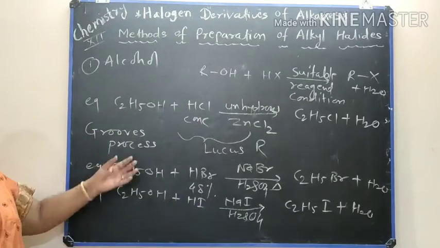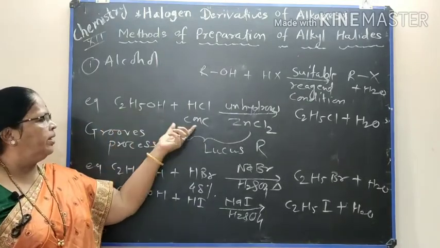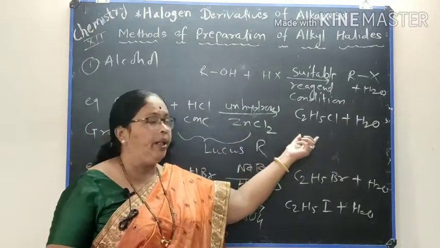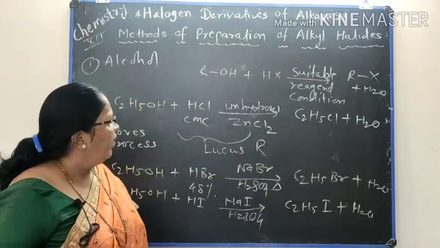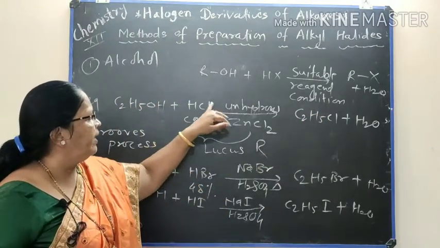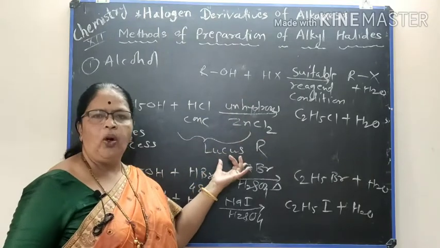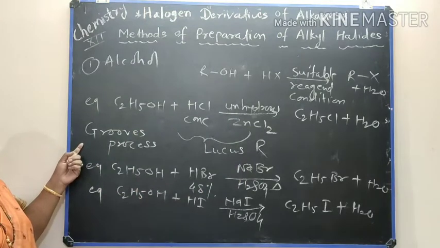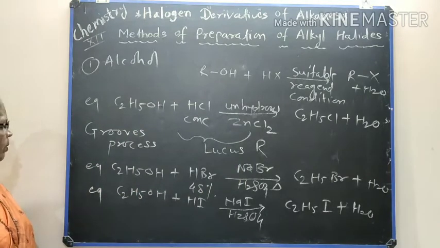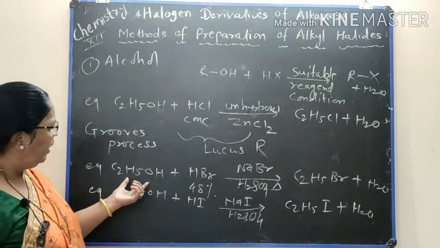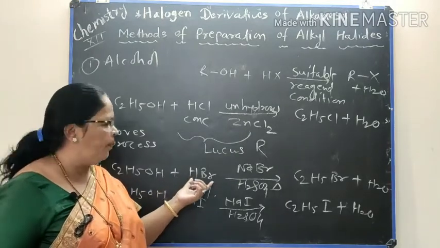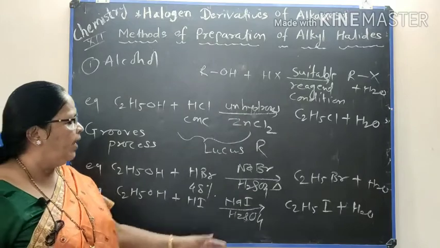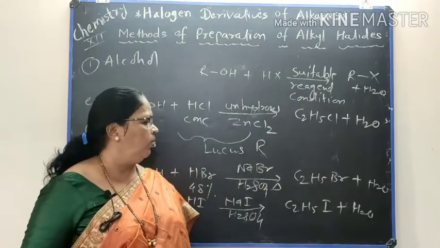First we will see the HCl. Suppose ethyl alcohol is treated with concentrated HCl in presence of anhydrous ZnCl2. It gives ethyl chloride and water molecule. Here the mixture of concentrated HCl and anhydrous ZnCl2 is called as Lucas reagent, and this process is called as Groove process. Again here, when ethyl alcohol is treated with 48% of HBr in presence of NaBr, sulfuric acid, after heating, it gives ethyl bromide and water molecule.